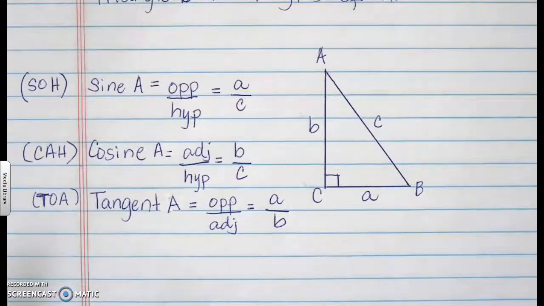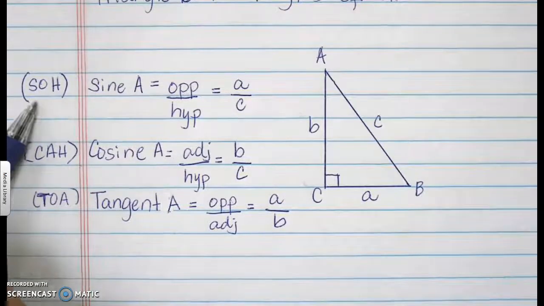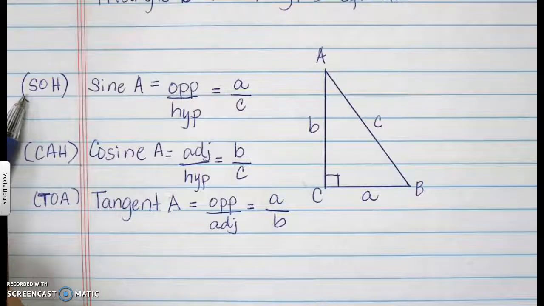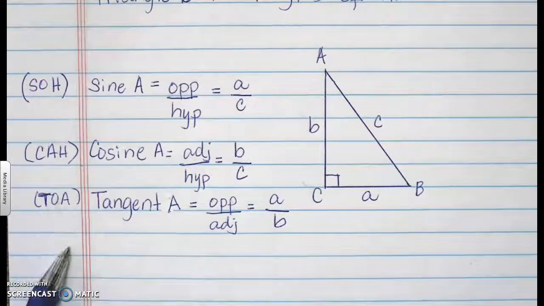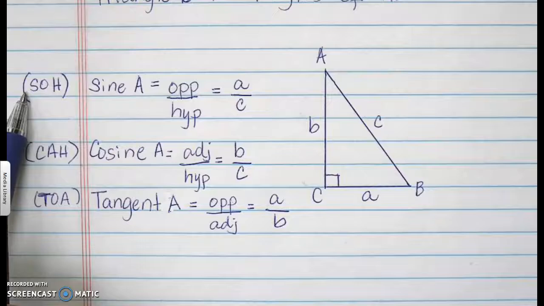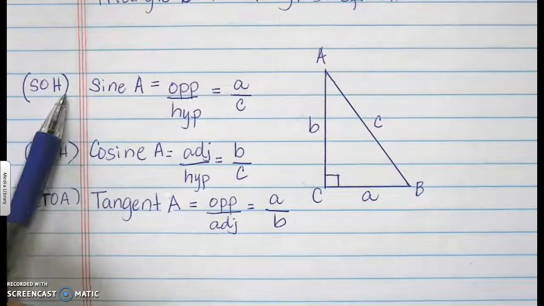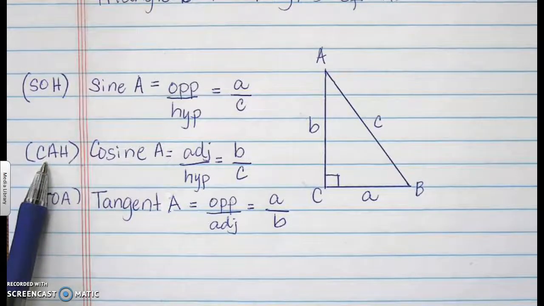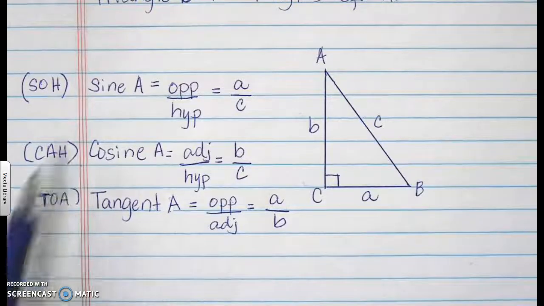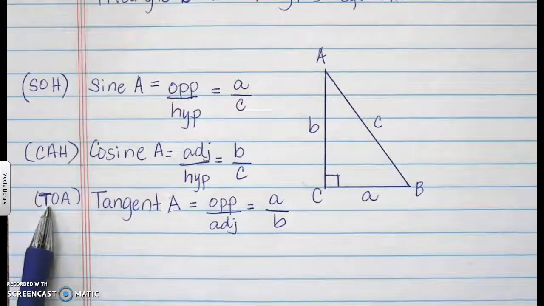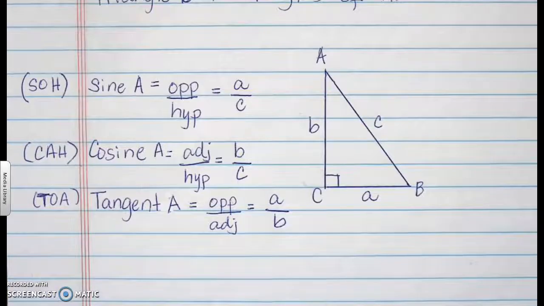Just for memorization purposes, we are going to use SOHCAHTOA. SOHCAHTOA is sine, which is opposite over hypotenuse, cosine, adjacent over hypotenuse, and TOA, tangent, opposite over adjacent. That will hopefully help you memorize the relationship between all these sides and angles.